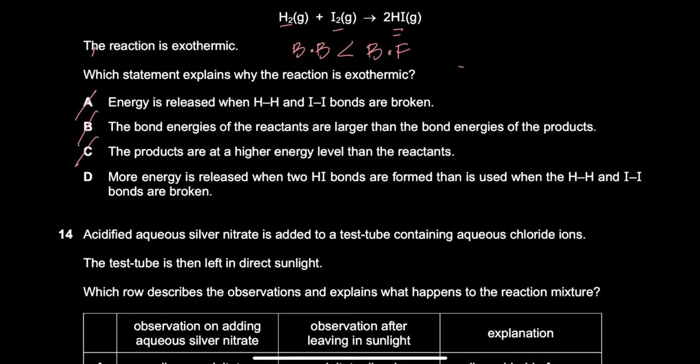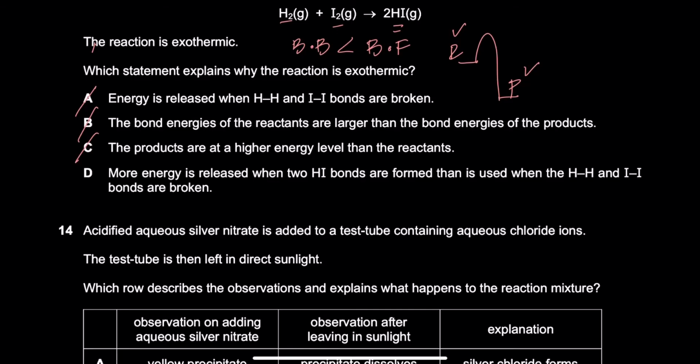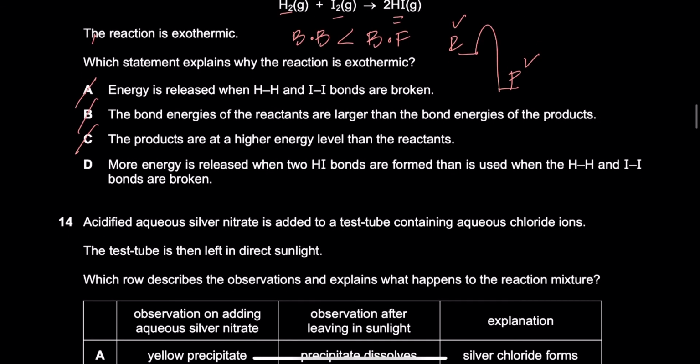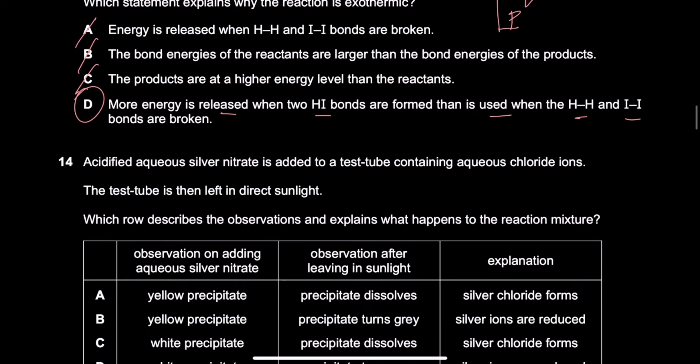No, in exothermic, if you check it out, the reactants are right here, the products are right here. Reactants have greater energy than products. More energy is released when two HI bonds are formed than is used when H and I bonds are broken. Yep, that's it. They just rephrase it. They're saying more energy is given out when HI bonds are formed than is taken in when H and I bonds are broken. So that's 2.